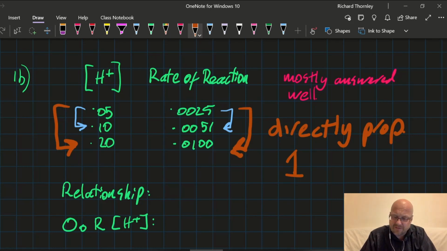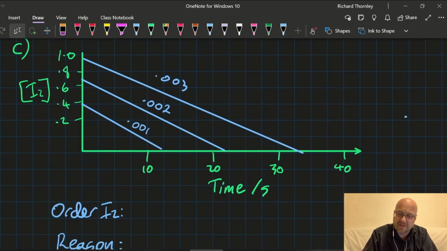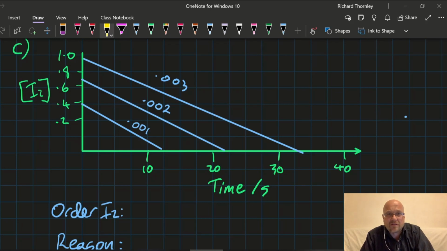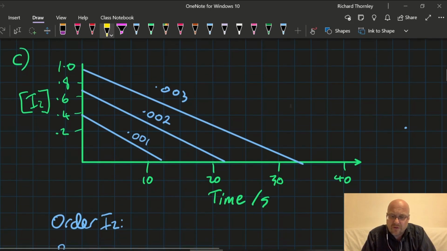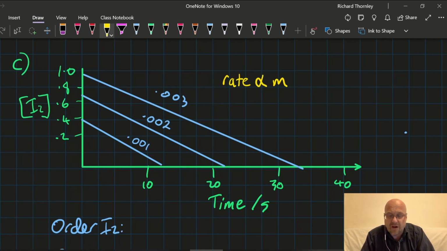I scratched my head about this the first time I looked at this, but I did it the long way. Here's the short way. So looking at the gradient of these lines, they're essentially equal. So the gradient of the line is the rate. The rate is basically proportional to the gradient. Change of concentration of iodine over change in time. That was the question we just did.